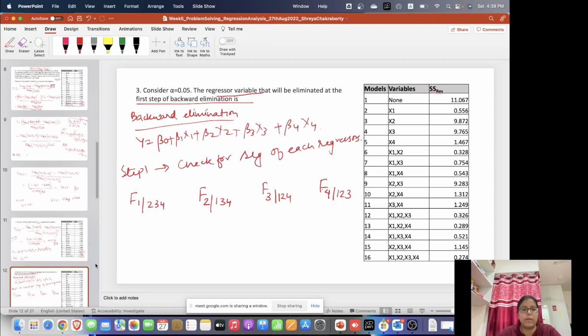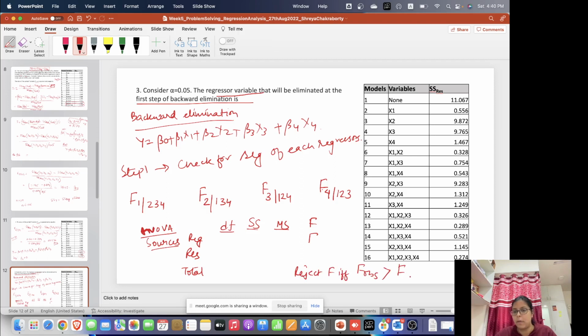So if you remember, while doing these tests of significance where we were calculating the ANOVA table, this would be my sources. One would be regression, one would be residuals, one would be total. Then we would have the DFs, the sum of squares, the mean squares, and the F statistics. And we would reject H naught if and only if F observed is greater than some F of 0.05 with appropriate degrees of freedom based on the regression and the error. Okay, this part I hope you remember.